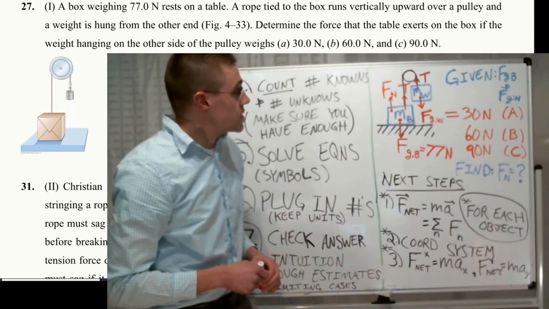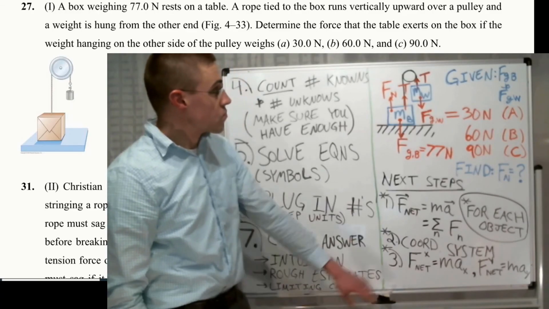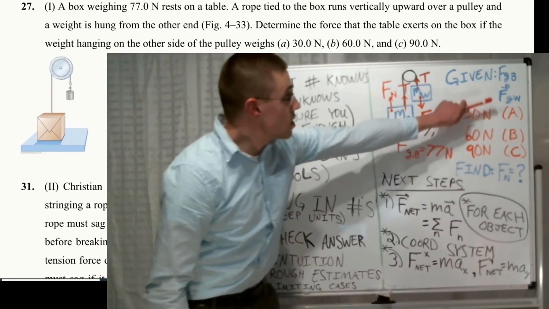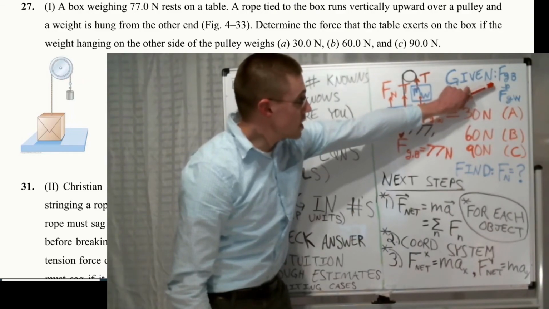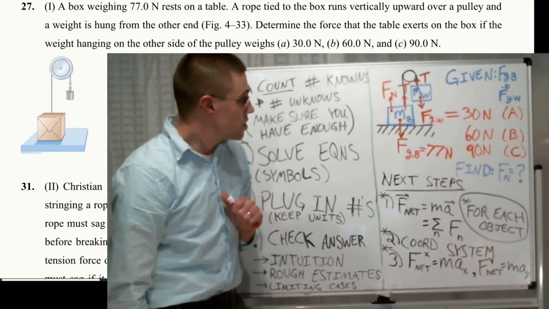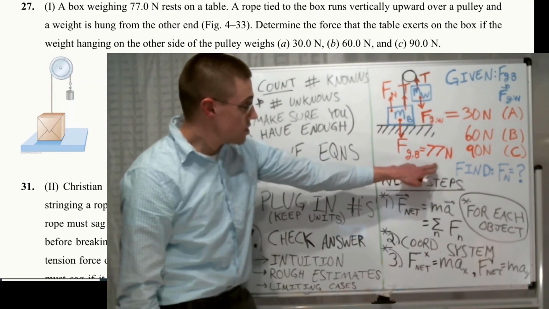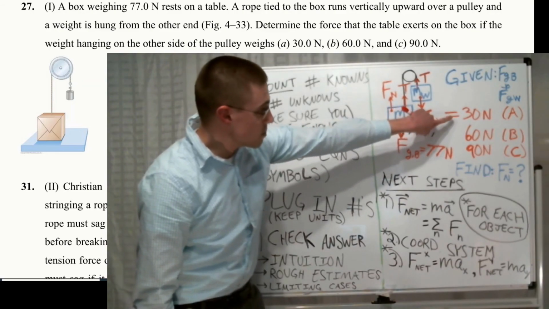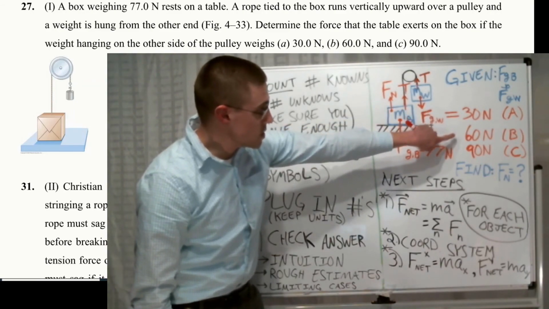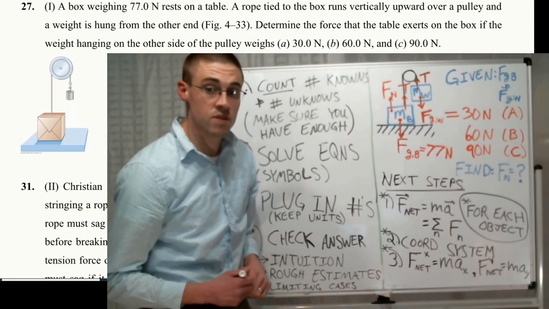Now, you're supposed to write down the given quantities. I know we were given the force of gravity, right? We were given the weight for both the box and for the weight, right? The force of gravity on the box was 77 newtons, and then the force of gravity on the weight was different. Part A was 30 newtons, part B was 60 newtons, part C had it at 90 newtons.